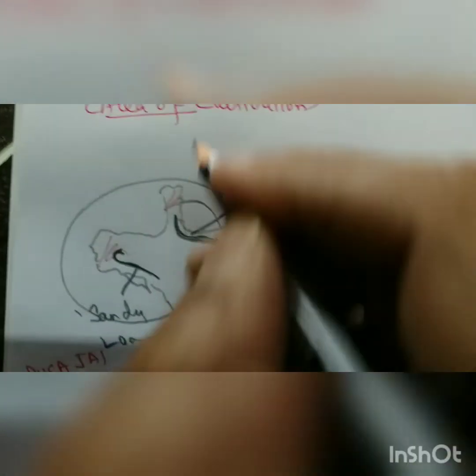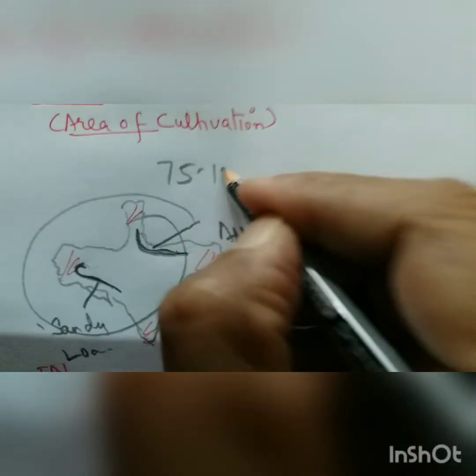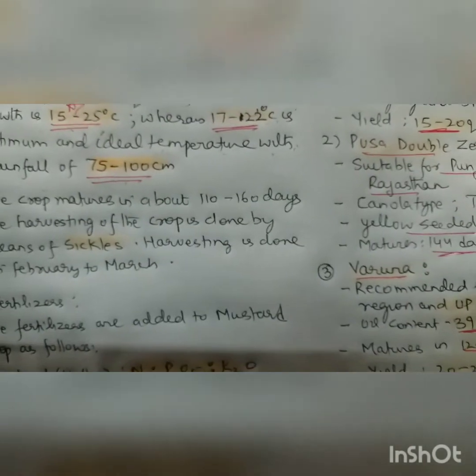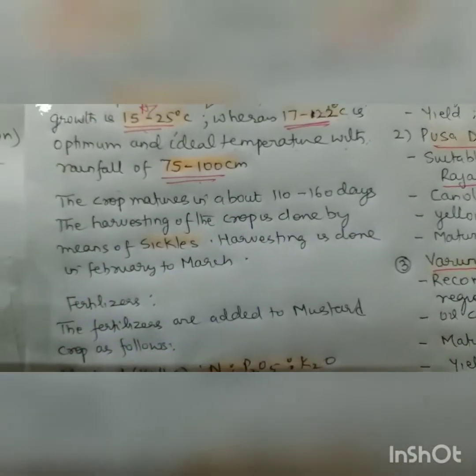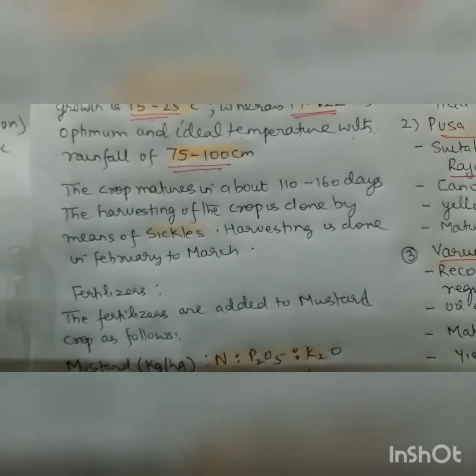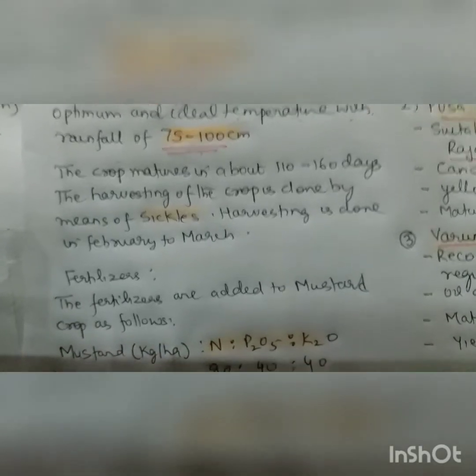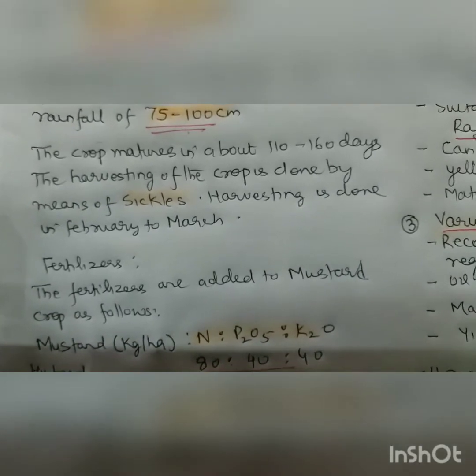So this area has a rainfall of 75-100 centimeter, right? The crop matures in 110-160 days. The harvesting of the crop is done by means of sickles, and harvesting is also done by mechanical threshers. So harvesting is done in February to March.